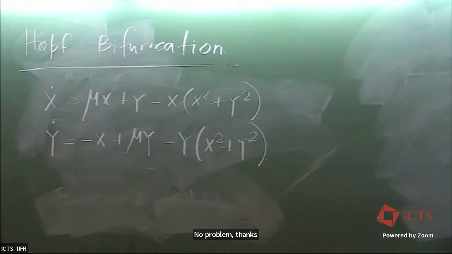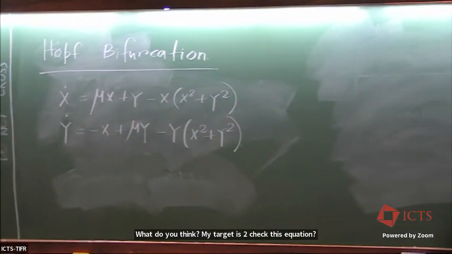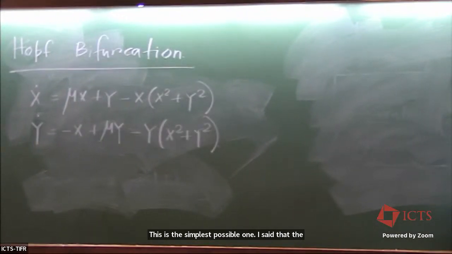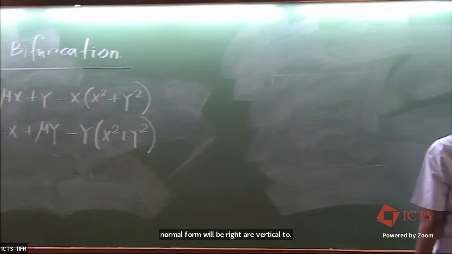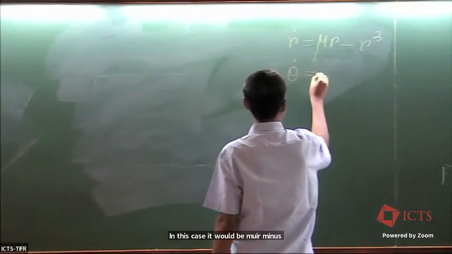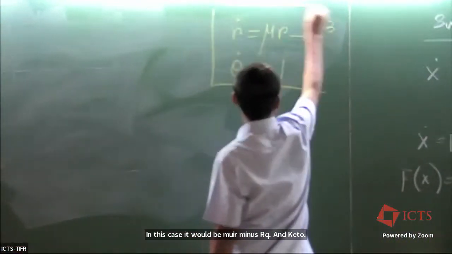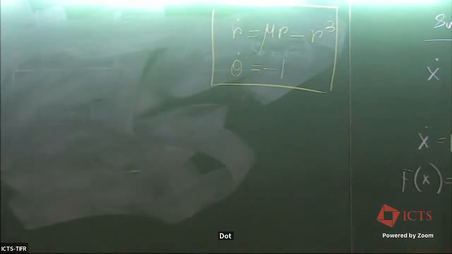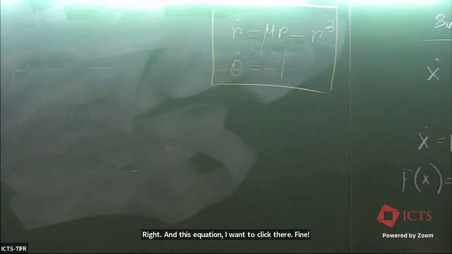But eventually my target is to take this equation to that normal form, right? This is the simplest possible one. I said that the normal form would be r dot equals to, in this case, mu r minus r cube and theta dot equals to -1. And this equation I want to take there. Fine.